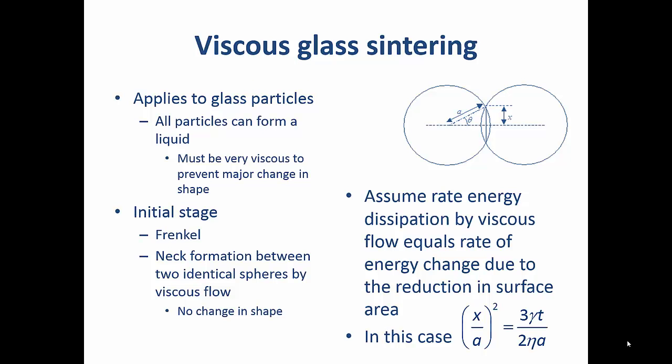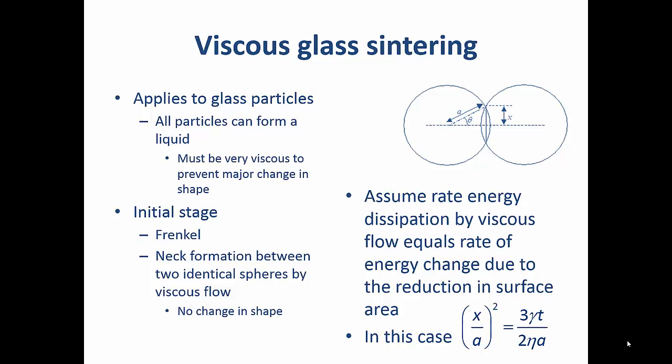To start with viscous glass sintering, this applies to glass particles. So in this case, all of the particles can form a liquid. Previously with liquid phase sintering and viscous composite sintering, only limited amounts of liquid were formed. Once we're dealing with viscous glass sintering, all of the particles can transform to a liquid, so this implies that we're dealing with liquids that are at very high viscosity.